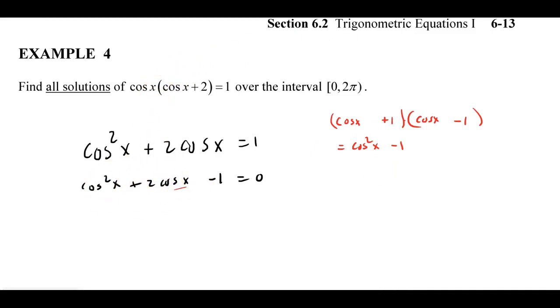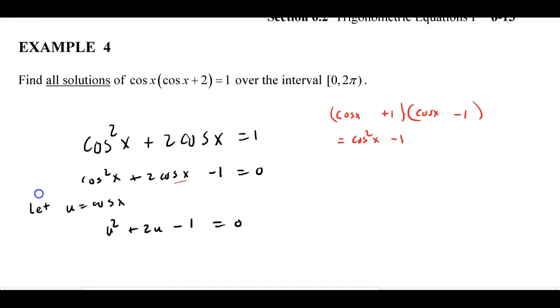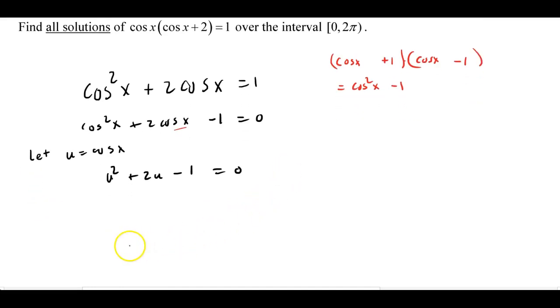Well, if it doesn't factor, you don't give up. What you do is you apply the quadratic formula. And just to make it look a little bit easier, you can use a substitution, so you can let u equal cosine x. That way the equation now is u squared plus 2u minus 1 equals 0. Now you can apply the quadratic formula like you normally would.